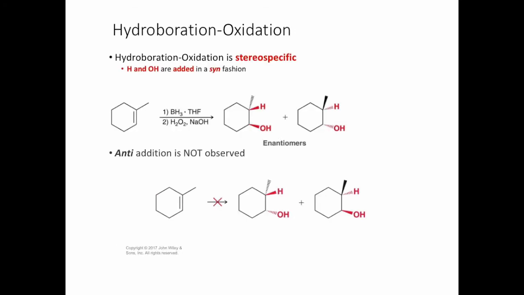So again here, this shows another reaction with BH3·THF where the OH and the H that have been added are added in a syn fashion. And again, if you create chiral centers, you will get a mixture of enantiomers. So the anti-addition, where the OH and the H are on opposite sides, is not observed.